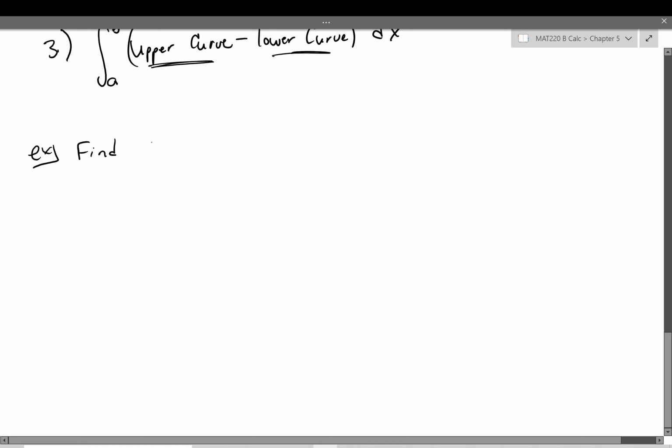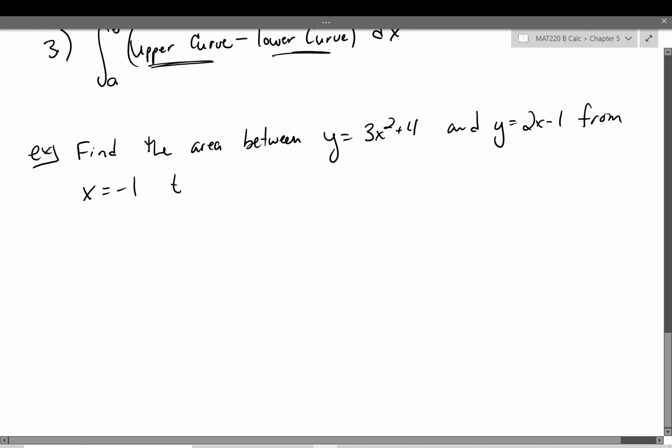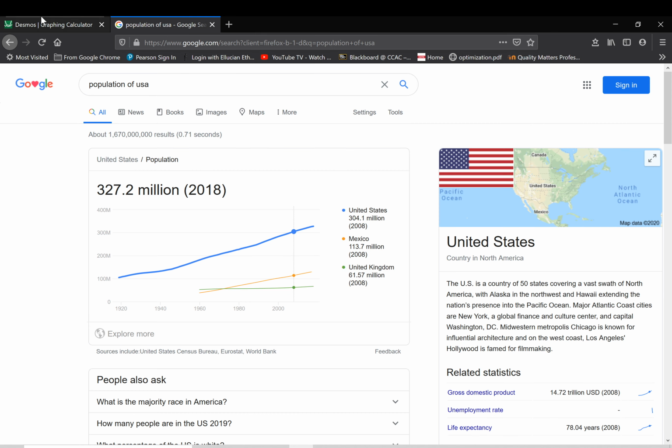Let's find the area between y equals 3x squared plus 4 and y equals 2x minus 1, from x equals -1 to x equals 2. So first thing I'm going to do, let's go back to this.